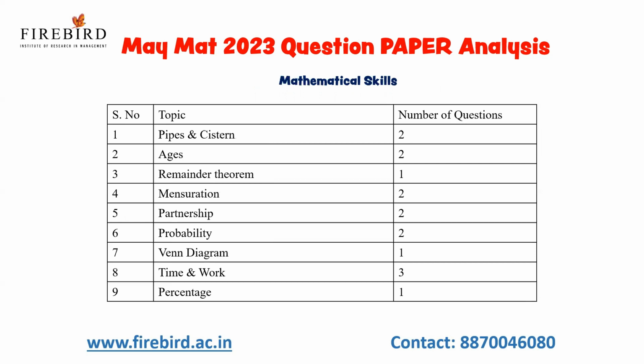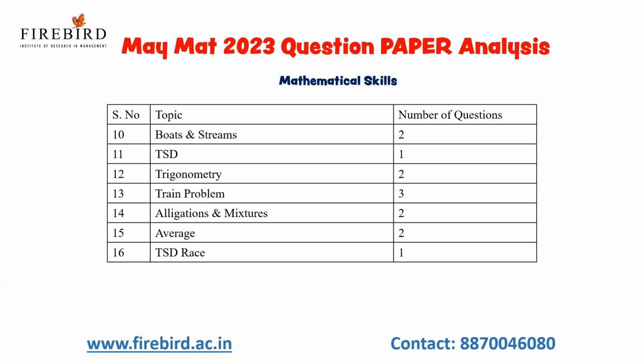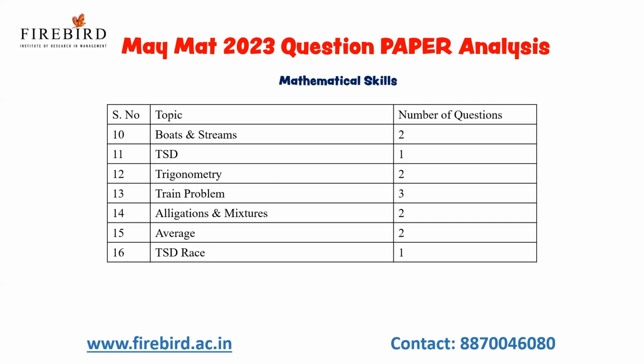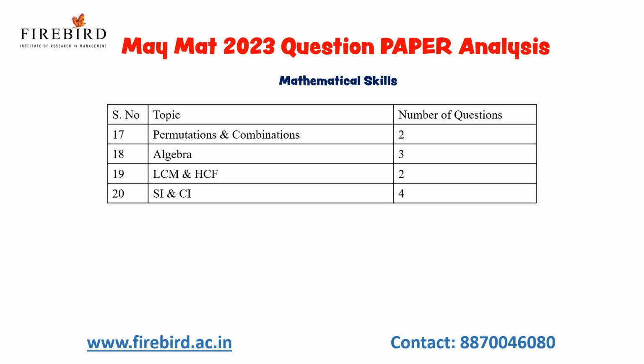And next, the mathematical skills part. In the mathematical skills part, you have to concentrate on all the topics. Pipes and cistern 2 questions were asked, ages 2 questions, remainder theorem 1, mensuration 2, partnership 2, probability 2, Venn diagram 1 question, time and work 3 questions, percentage 1 question. And then boats and stream 2 questions, time, speed and distance 2, trigonometry 2 questions, train based problems 3 questions, alligations and mixture 2 questions, average 2 questions, time, speed and distance 1 question.